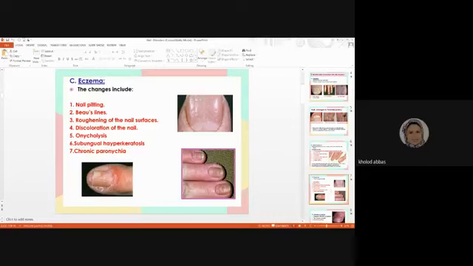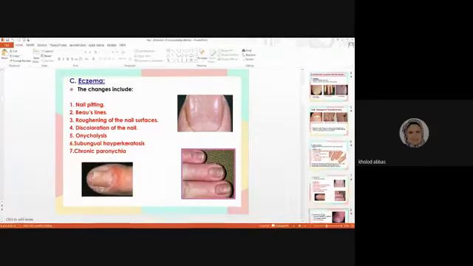So we can see in this picture, we have the Beau lines, which are transverse grooving on the nail plate, which represent the cessation of growth at a specific time, and then we can find this striation on the nail plate. Pitting, as we said, shallow depressions on the nail plate. Also, they are irregularly distributed, wide, and deep. And here we have a picture of chronic paronychia with onycholysis and chronic hand dermatitis.